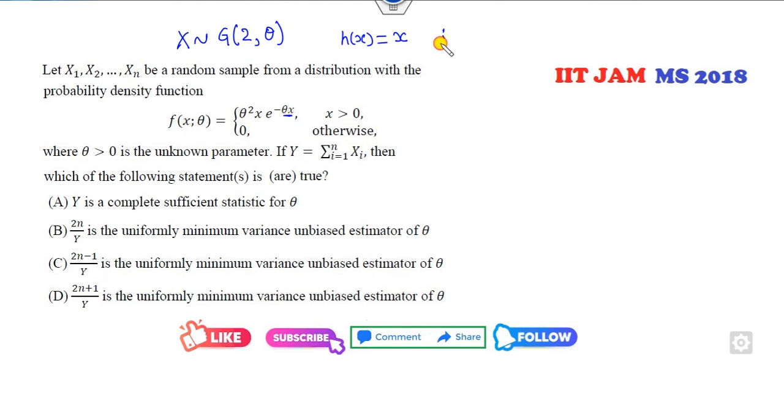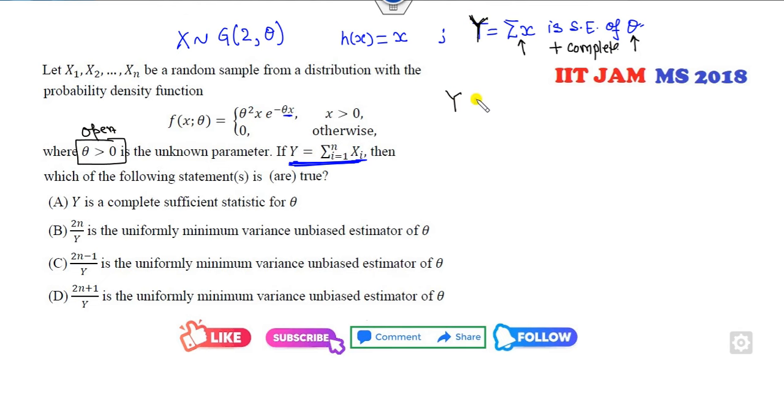h(x) is x, so that means capital T, the summation of the x, is my sufficient estimator of theta. Is it complete? You can say yes, because this is only one parameter. Moreover, theta is greater than 0, so this is an open interval, so yes, this is complete as well. So y is sufficient and complete for theta, which is a correct option.